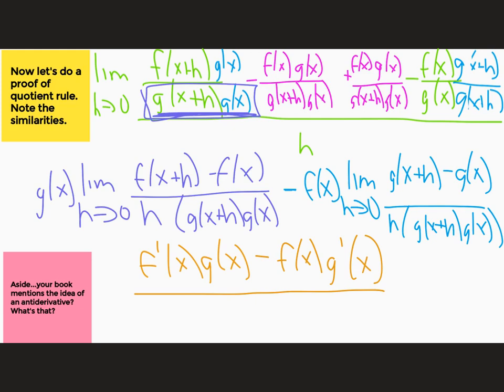Don't worry, I didn't forget this part. As h goes to 0, g of x plus h becomes g of x. G of x times g of x is g of x squared. So the derivative of a quotient is f prime g minus f g prime, all over g squared. And we'll play with that.